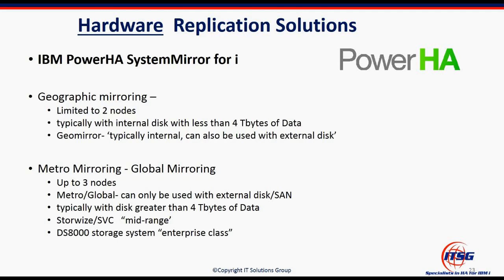Metro Mirror and Global Mirror are up to 3 nodes and can only be used with external disk, and typically are 4 terabytes or greater of data. The Storwize product line is in the mid-range, and the DS8000 storage systems are usually the enterprise class environments.